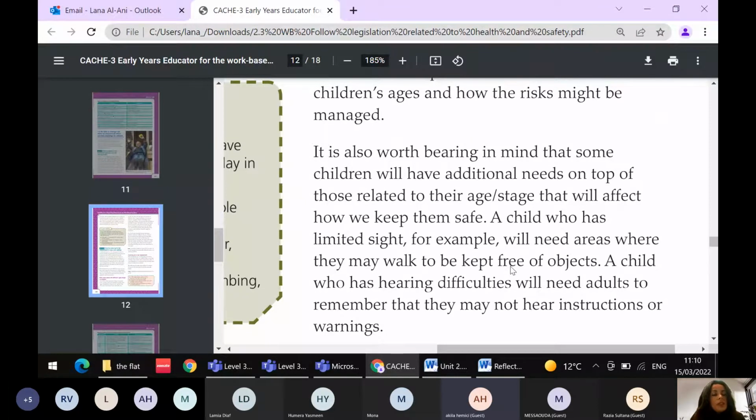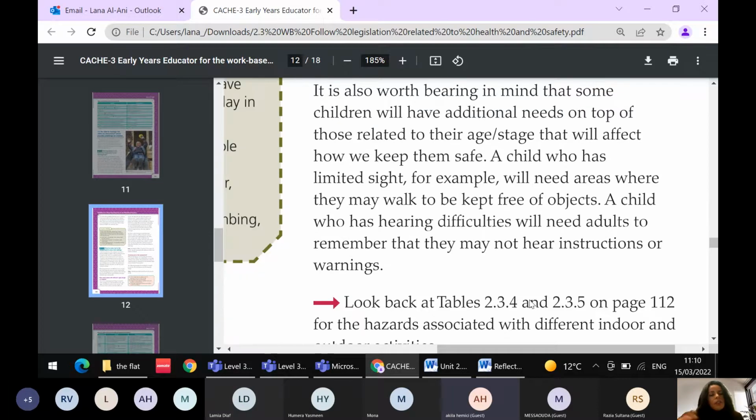Also, it's very important for us to consider that every child may have additional needs. If they are disabled, is this activity suitable for them and for their age group? So we need to monitor not only the child's age, but also the child's skills and abilities. If the children cannot see very well and have limited sight, we need to make sure the area they walk in is not cluttered with toys or other things, otherwise they might fall or hurt themselves.